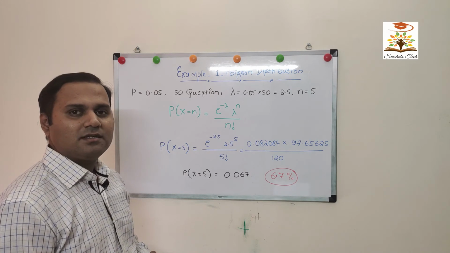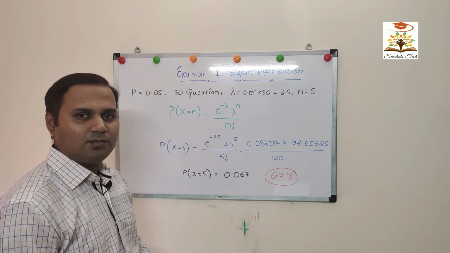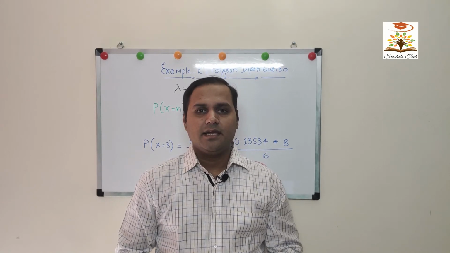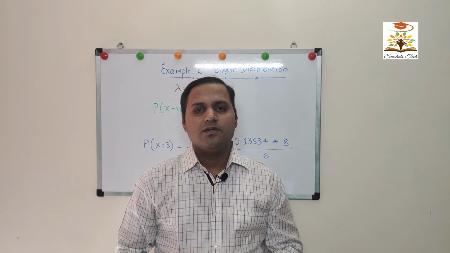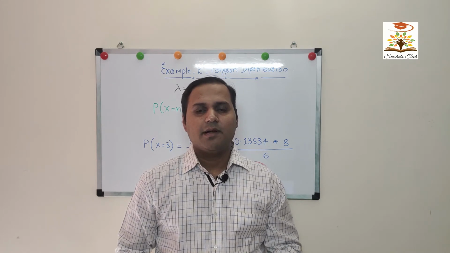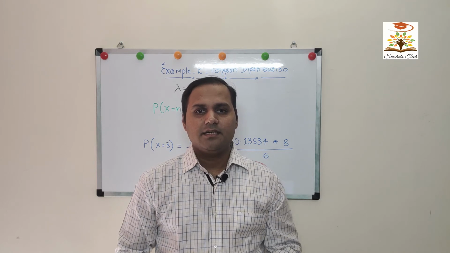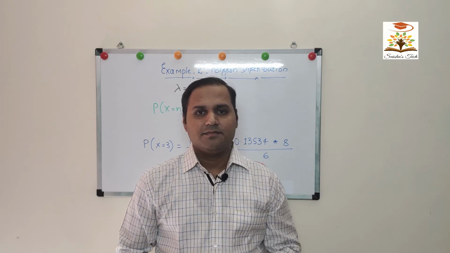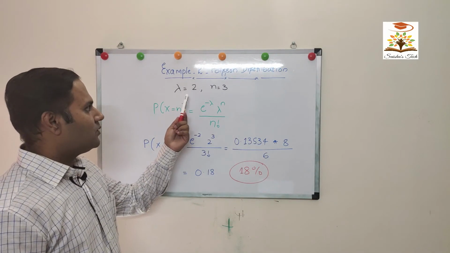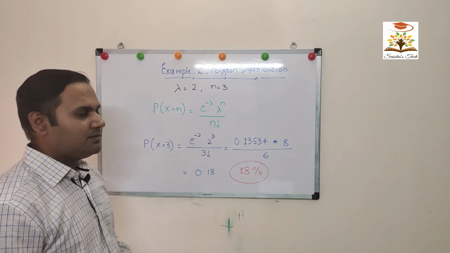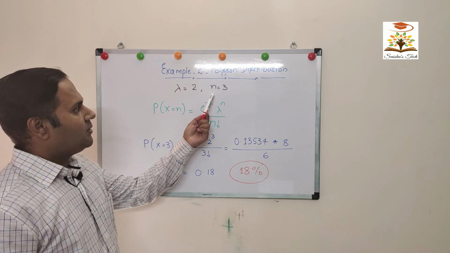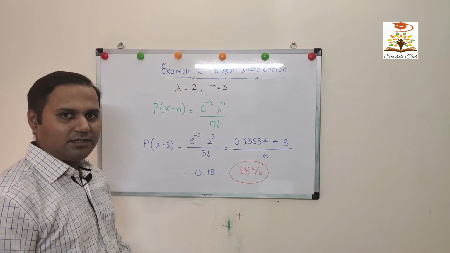Now, let us understand example 2. In the second example, we want to analyze the storms hitting a city in US. On an average, 2 storms hit the city in a year. Now, we want to identify the probability that 3 storms will hit next year in the city. To analyze this, we have lambda is equal to 2, n is equal to 3, which means on an average 2 storms will hit, and what is the probability that 3 storms will hit next year.